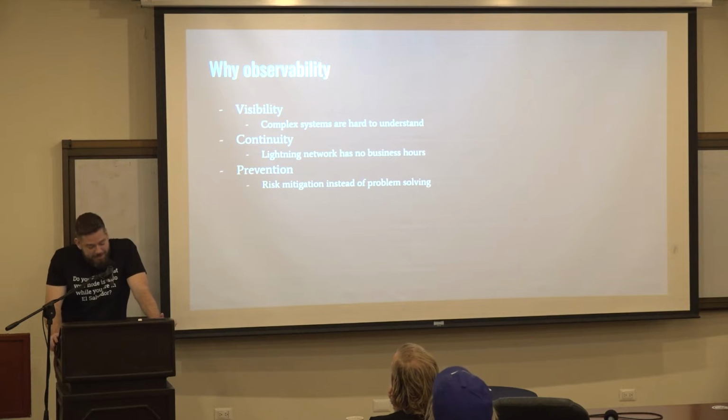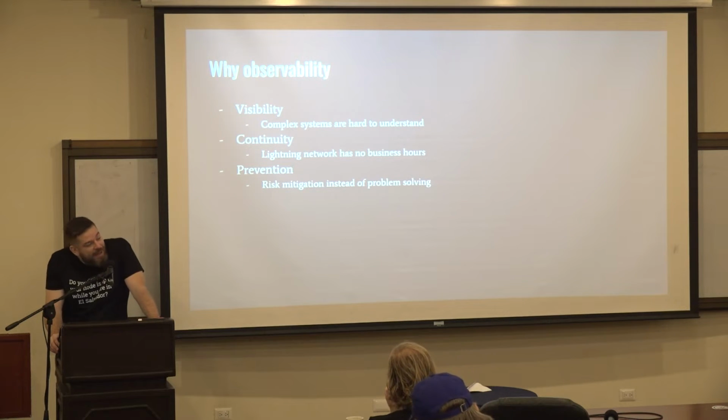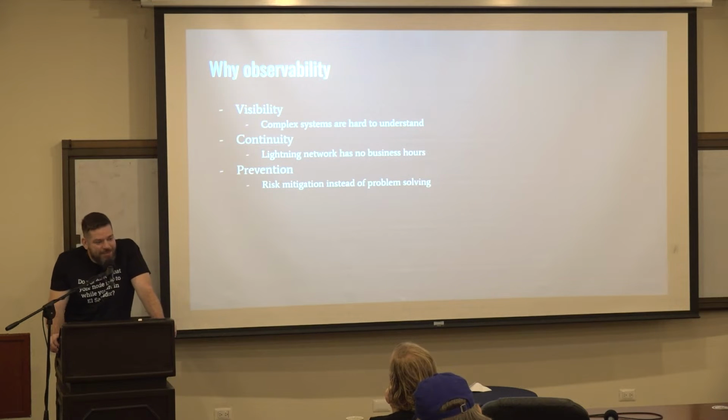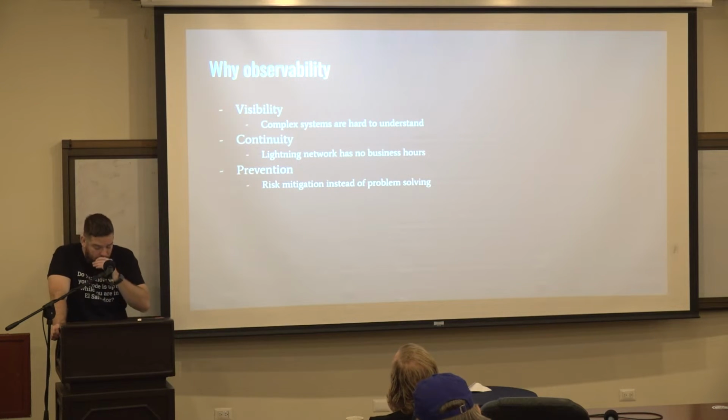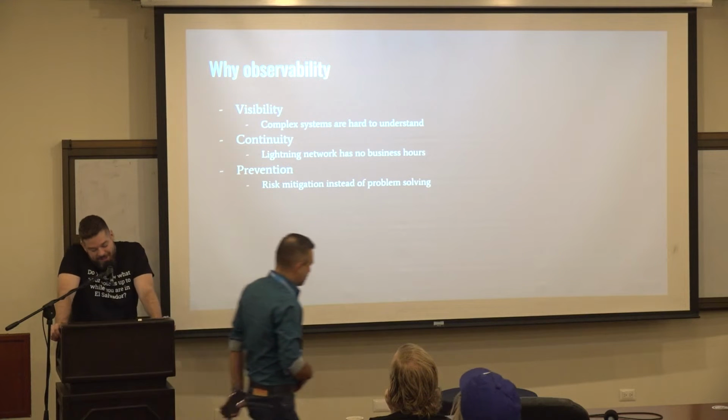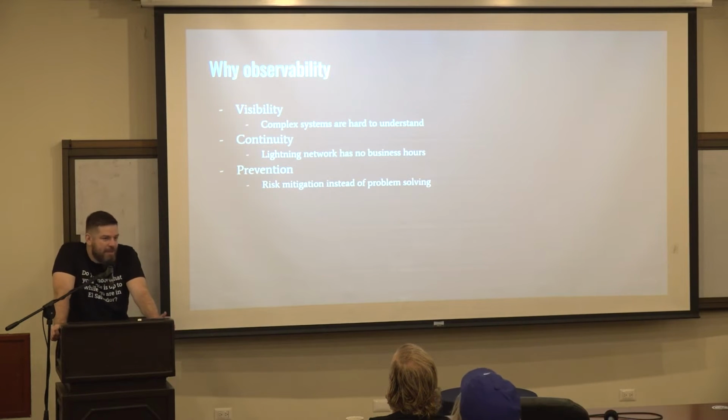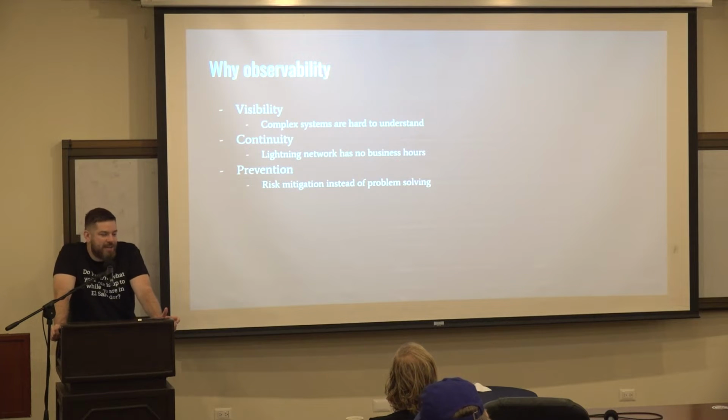The second one, if you're a business, is continuity. As we know, sadly, if you have to manage nodes, the Lightning Network has no business hours. So you get woken up at 5 a.m. to deal with some problem. That might have happened to me this week, so I can relate. The idea of continuity is that as a business, you want to make sure your processes and monitoring are set up in a way that whatever happens, you're at least able to detect it and make sure that your business will continue operating.